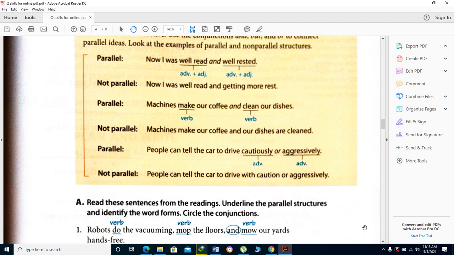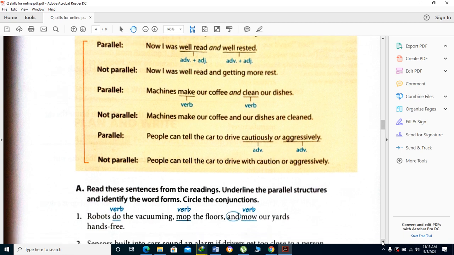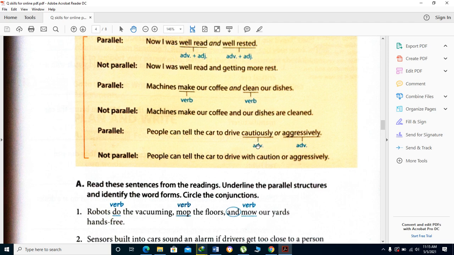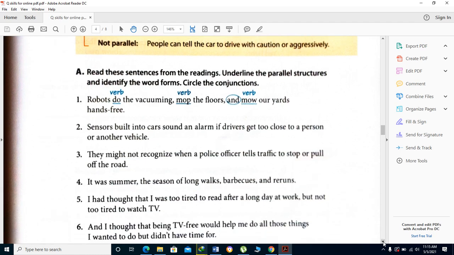So you have to try to use parallel structures like cautiously and aggressively. If you are using an adverb in one part, you have to use an adverb in another part as well. You can't use a phrase and then an adverb. There are some examples here. We just have to find the parallel structures. The first one is done.